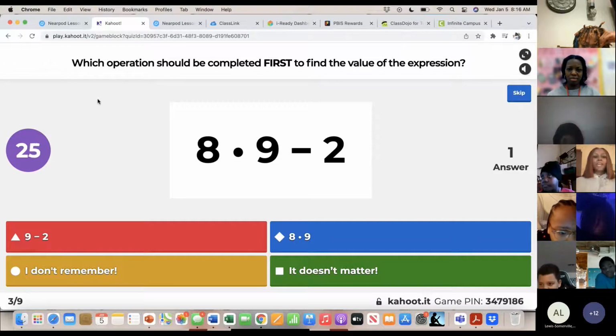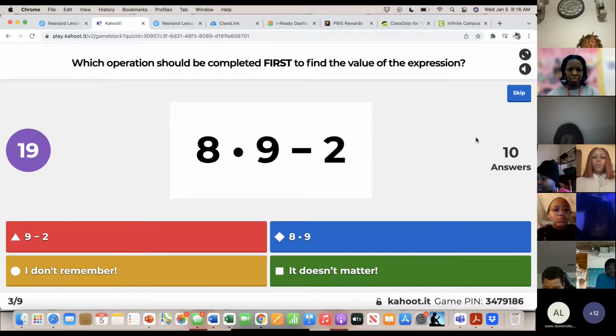All right, which operation should be completed first? So we got that multiplication and we got subtraction. Which should be solved first?